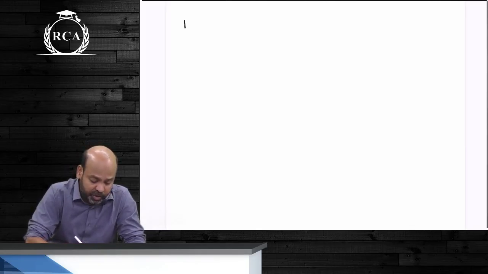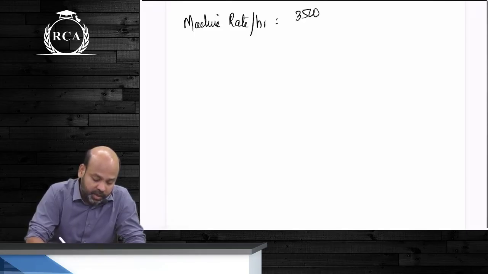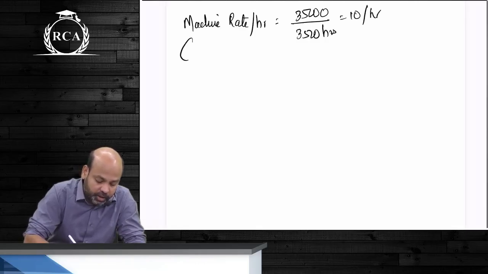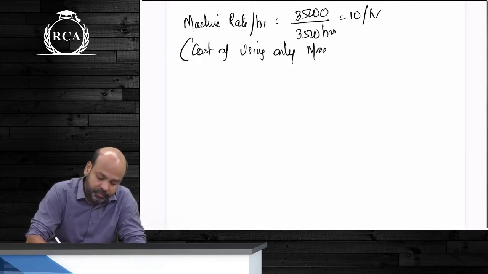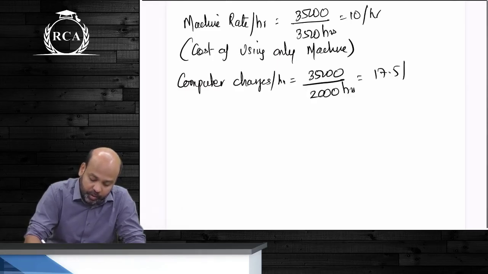So what is your machine rate per hour? I'm assuming that you must have written those common expenses details. Machine rate per hour is 35,000 divided by 3500 hours, and that will be 10 rupees per hour. Remember, this is the cost of using only the machine. And then computer charges per hour would be 35,000 divided by 2000 hours, and that will be 17.5 per hour.